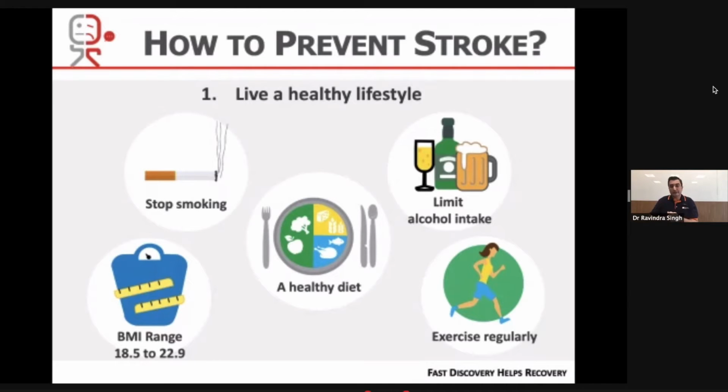Exercise regularly. A healthy diet comprises vegetables, fruits, a protein source, which could be a meat source or non-meat source, and whole grain. That is what is suggested by dietitians for a healthy diet. A healthy BMI range falls into 18.5 to 22.9. So 18.5 to 22.9 is a healthy BMI. If you don't know about your diet or you have questions about BMI, you can definitely ask your nearest GP or a health practitioner about it.